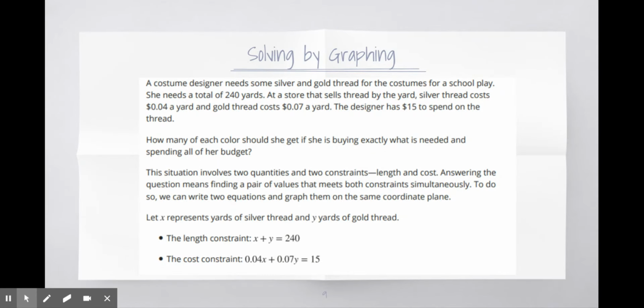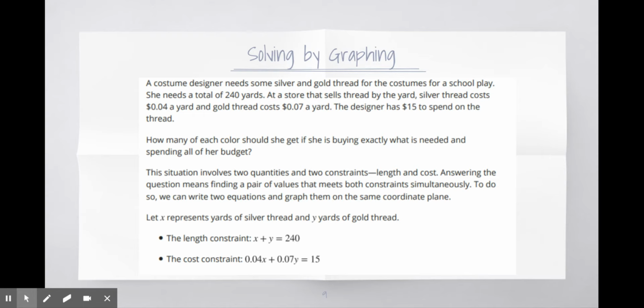And so this was to get us thinking about what a system of equations is. So we have some information here. A costume designer needs some silver and gold thread for the costumes for a school play. We know that she needs a total of 240 yards. So you can see right there, we have a length constraint.